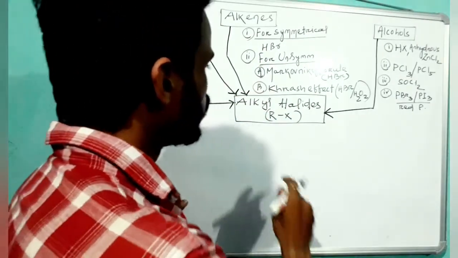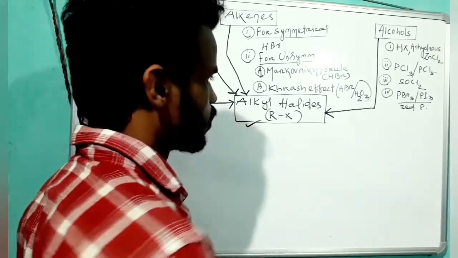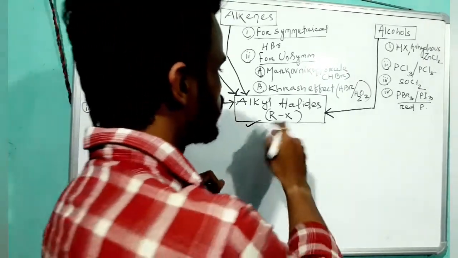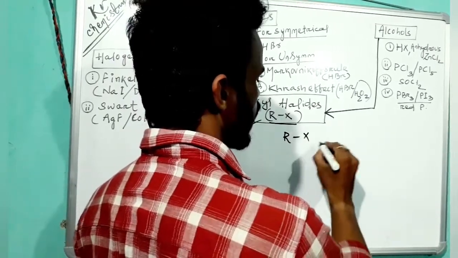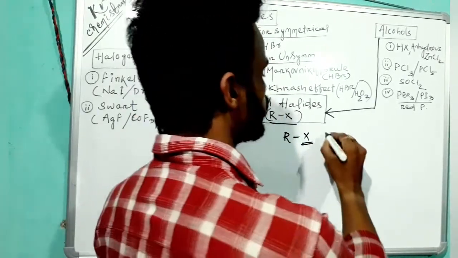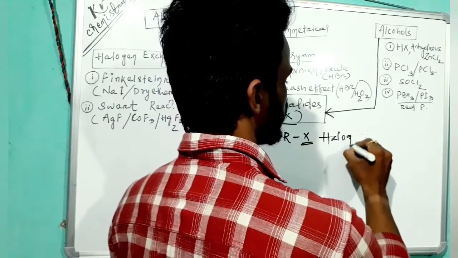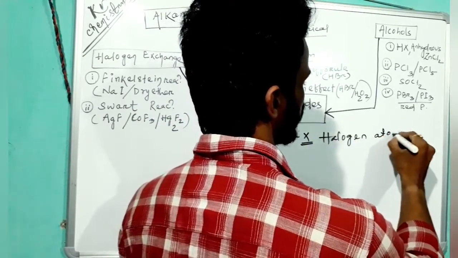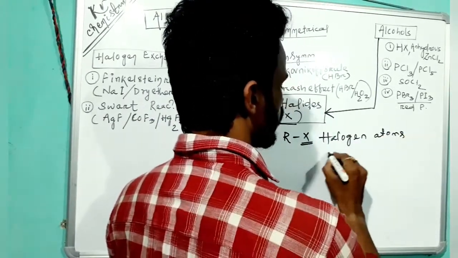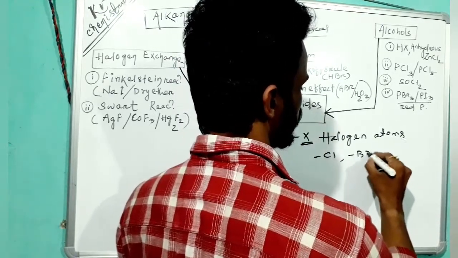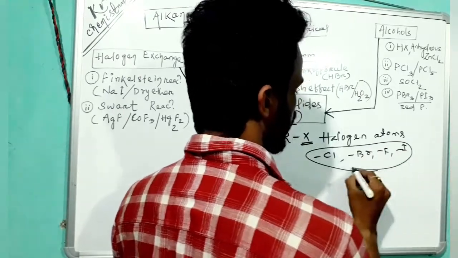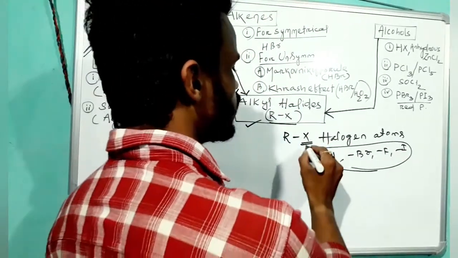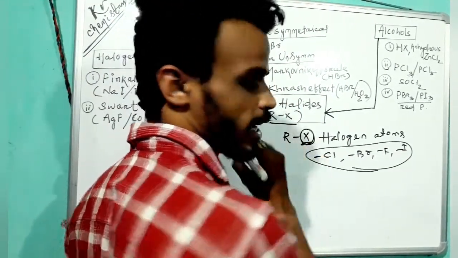Now I am going to discuss the alkyl halides. What are alkyl halides? The general formula of alkyl halides involves X, where X is the halogen atom. Halogen atom means there are 4 halogen atoms: chlorine, bromine, fluorine and iodine. These are the 4 halogen atoms. Symbolically, this is represented as X atom.